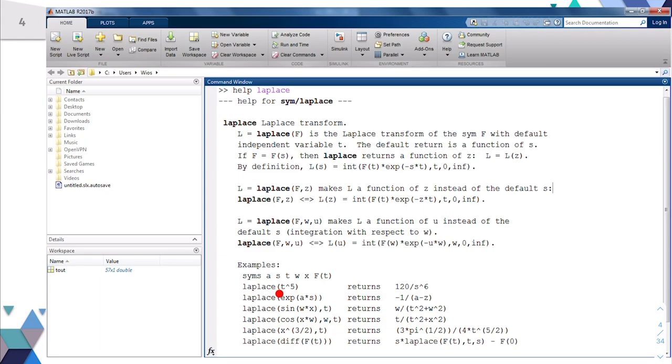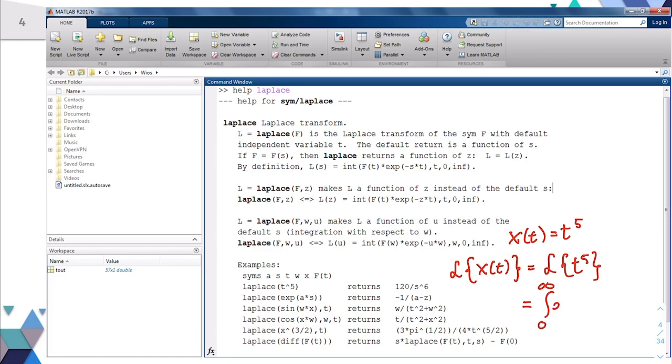Okay, so the Laplace of t power 5 will be 120 divided by s power 6. Mathematically we can write this as: if x(t) is equal to t power 5, then the Laplace transform of x(t), which is the Laplace transform of t power 5, by definition is the semi-infinite integral of e minus st times t power 5, that is x(t), dt. If you perform this integral, then you will get 120 divided by s power 6. Similar to that, you can obtain the Laplace transform of several functions.